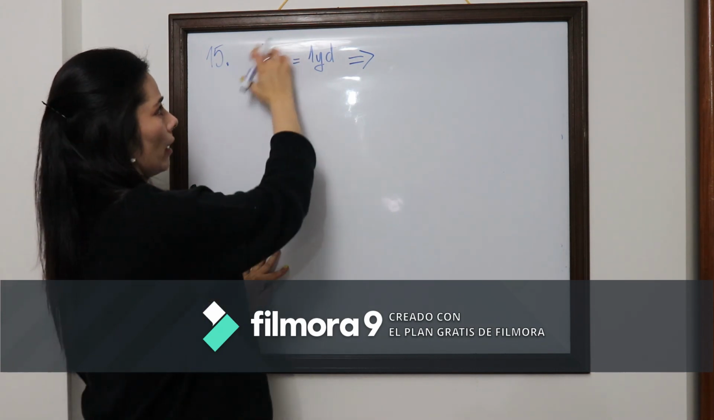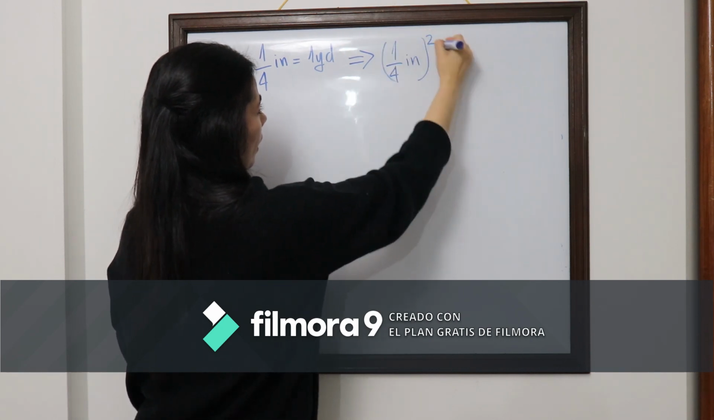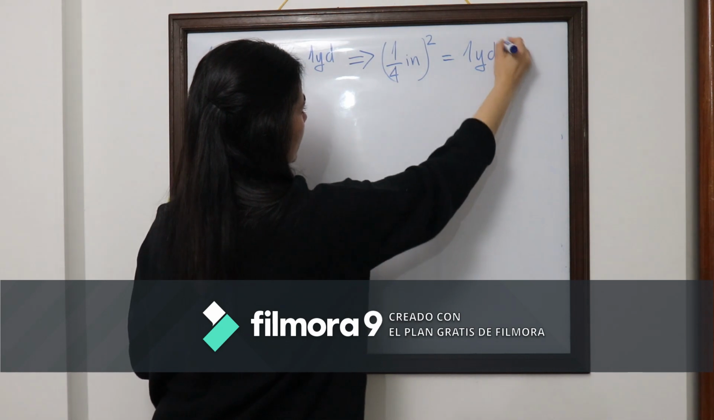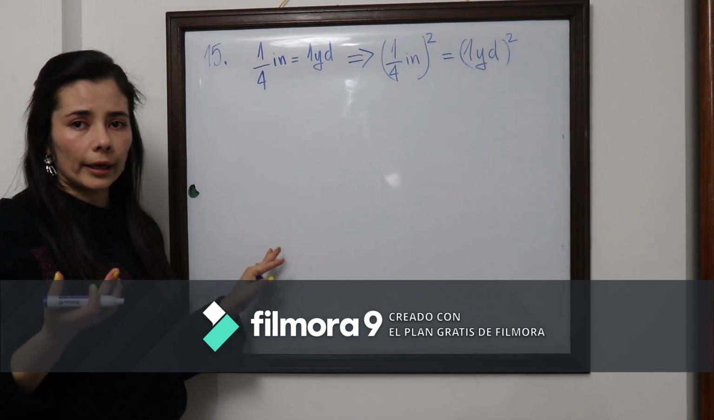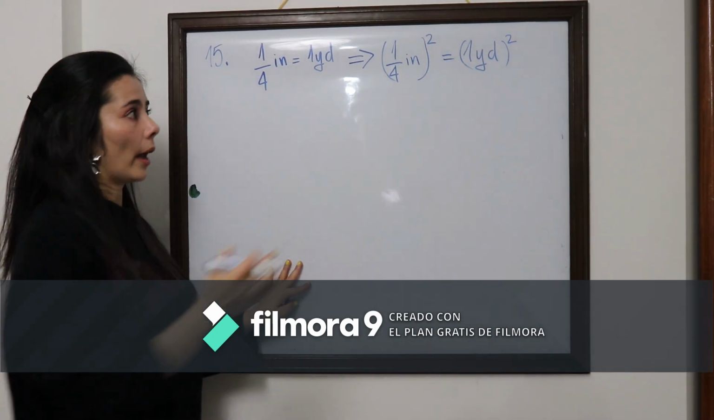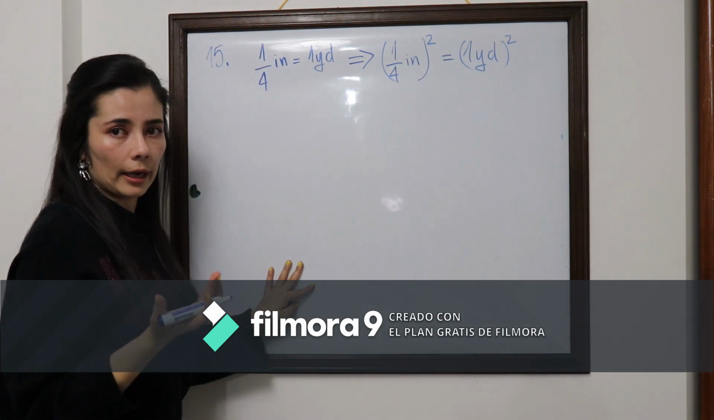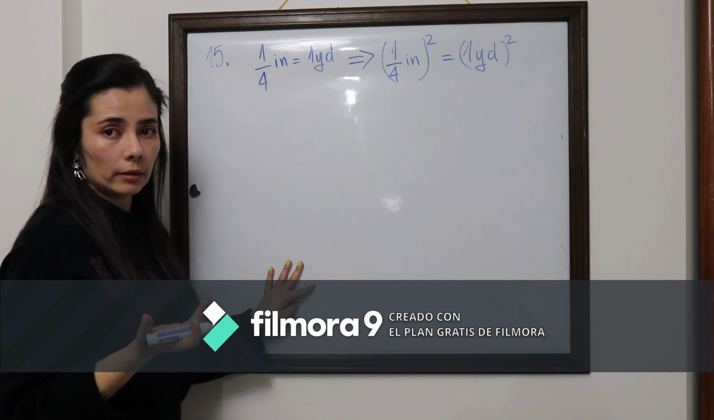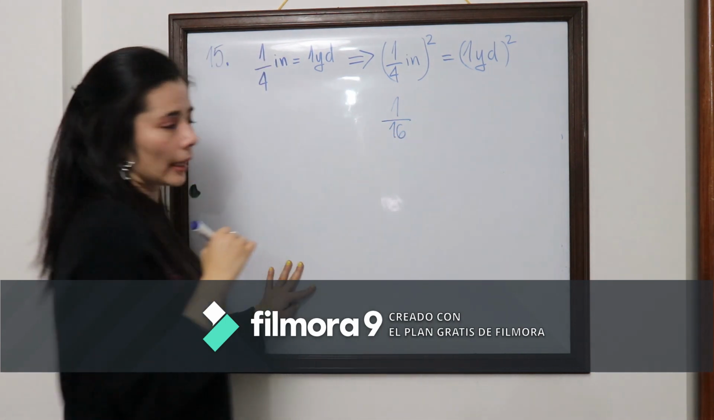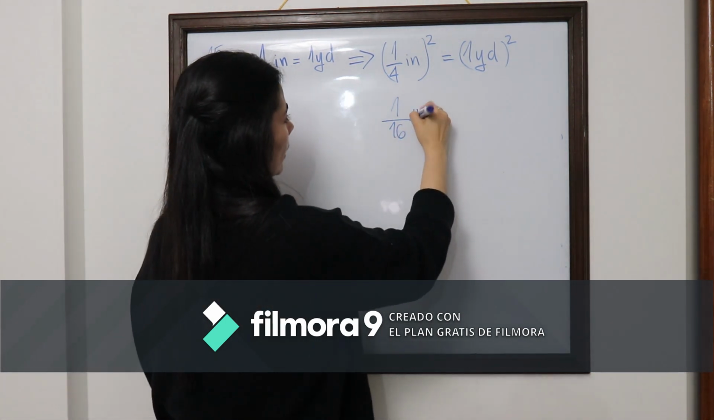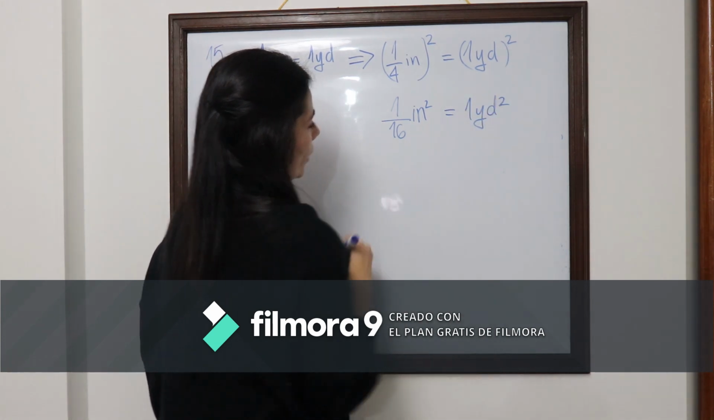Well, it's just a matter of getting the square of both, right? Why do I have to get the square? Well, because as you know, area is about square units. So I need to get the square units, and at the same time, the coefficients that are right next to the units are also going to get operated on, okay? So here I'm going to have 1/16, that's going to be the square, square inches, and then here I'm going to have 1 square yard.